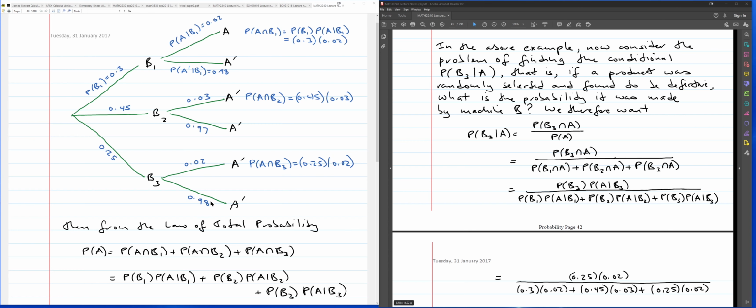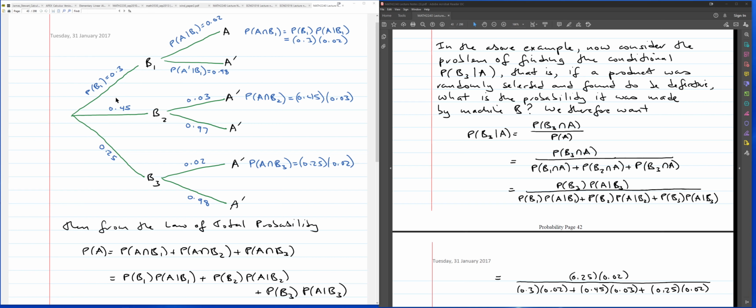It's this last case over here, right? The 0.25 times the 0.02, which is this. Of these three cases where it's defective, defective and made by B1, defective and made by B2, and defective and made by B3, the probability that it was made by B3 given that it was defective is you take this case over here and you divide it by the sum of all three cases. And that's how you're going to get the probability of B3 given it was defective.